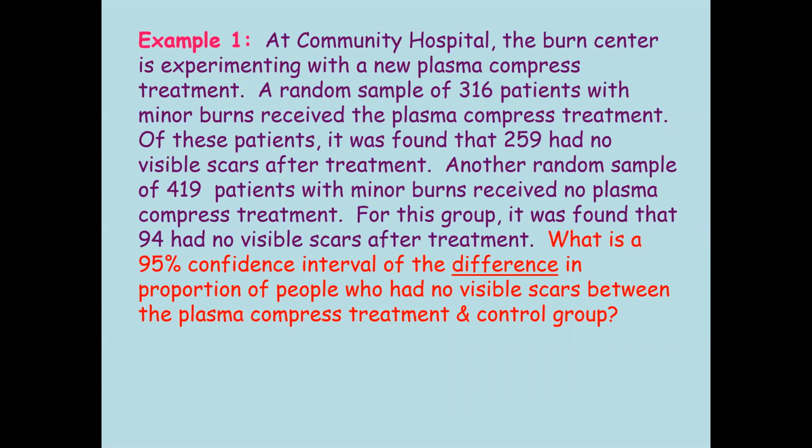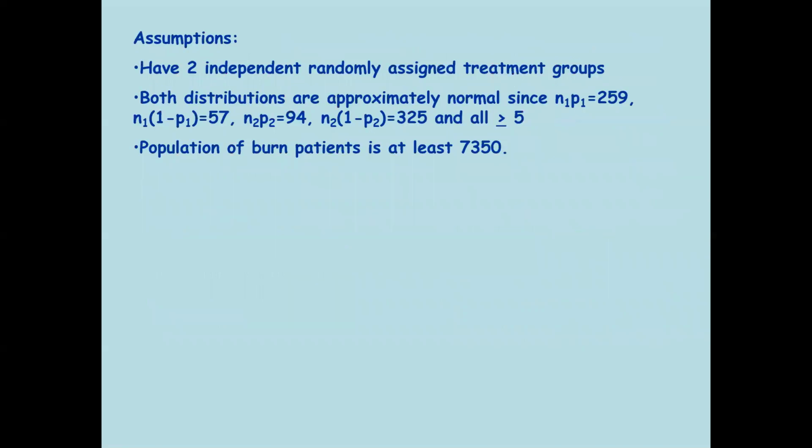What is a 95% confidence interval of the difference in proportion of people who had no visible scars between the plasma compress treatment and control group? If we're going to do a confidence interval, we start with assumptions. Again, we've already checked that the counts were greater than 5. We do have two independent randomly assigned treatment groups, and our total population of burn treatments should be at least 10 times each of your sample sizes, which yes, definitely could be more than 7,350.